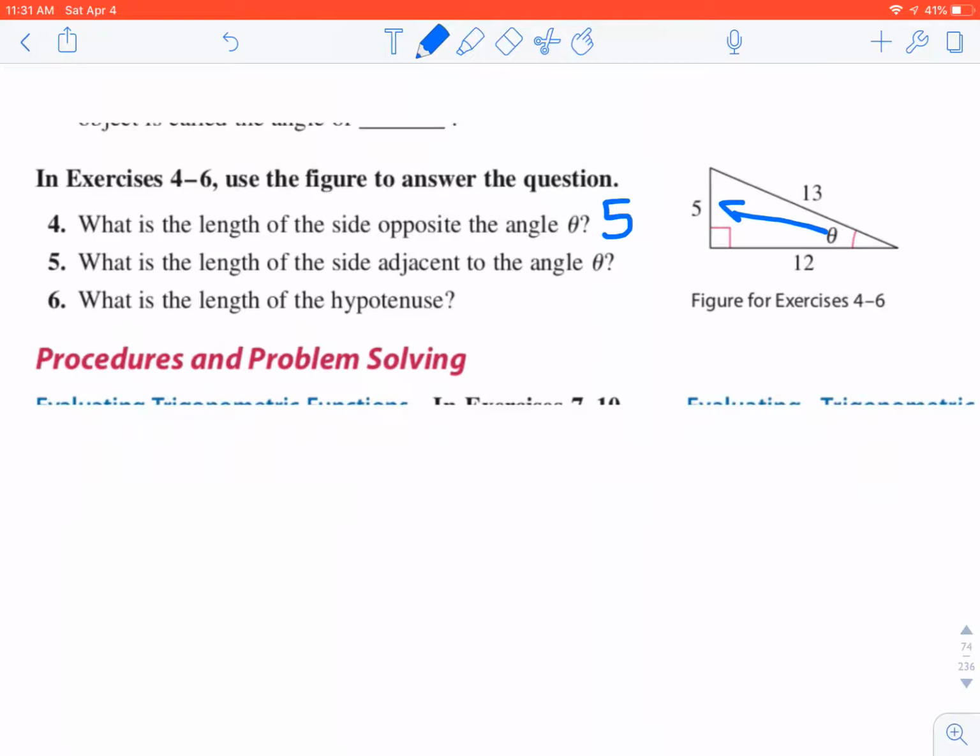Number 5 asks, what length is adjacent to theta? Remember, adjacent is right next to, so the 12 is right next to theta. Number 6 is asking what the hypotenuse is. The hypotenuse is always across from the right angle, so the hypotenuse is 13. So those should have been pretty easy. You were not calculating anything.